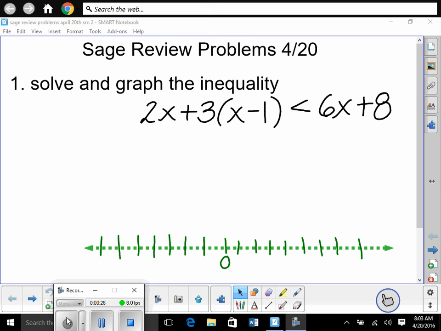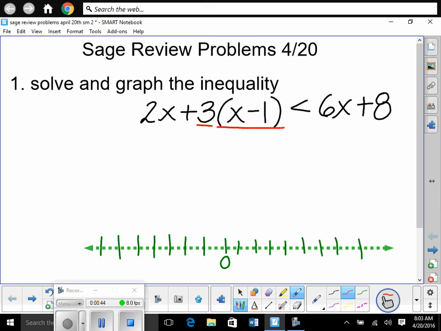Okay, so let's just go through and solve this one. It's just like an equal sign. Don't let it throw you off too much, but once again, you just have to remember, multiply or divide by a negative, you change the sign of the inequality. So first of all, the first thing we're going to do here is notice something. This 3 is being multiplied to all of this, right?